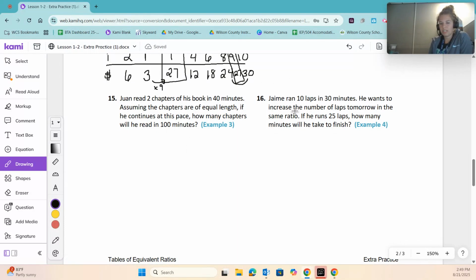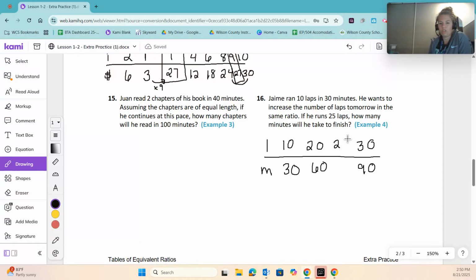Let's take a look at number 16 again, just slightly more different. Jamie ran 10 laps in 30 minutes. He wants to increase the number of laps tomorrow in the same ratio. If he runs 25 laps, how many minutes will he take to finish? Okay, so we've got laps, we've got minutes, 10 laps in 30 minutes. Okay, we're trying to figure out how many in 25. So I'm going to do that scaling up that we just talked about. And I'm going to go to 20 laps is going to be 60 minutes. 30 laps is going to be 90 minutes.